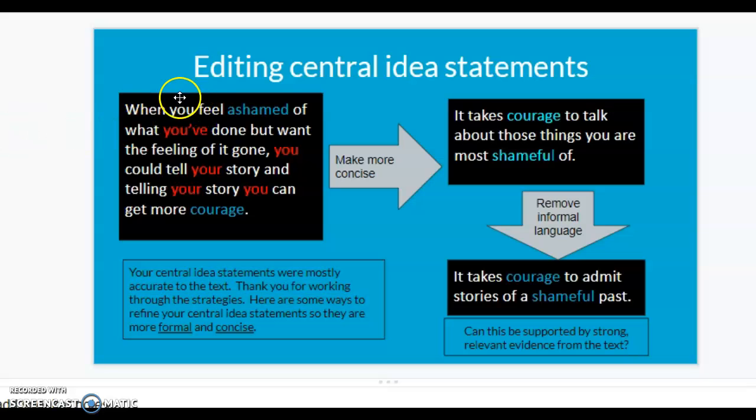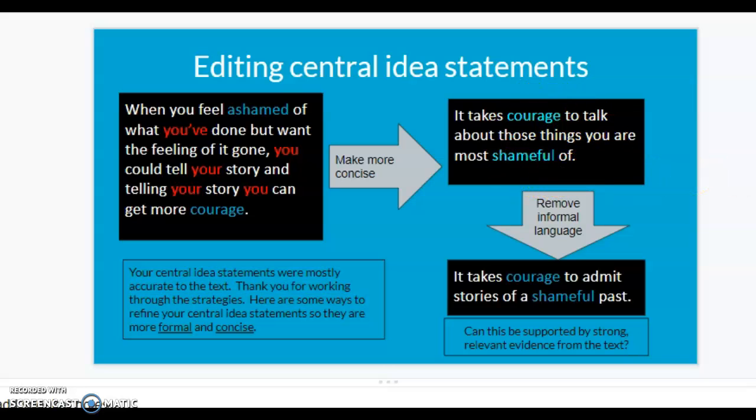And then the other thing is to make it more concise. So again, this person said a lot and they could have really made that more clear and direct and to the point, which is what concise means. So this statement says, when you feel ashamed of what you've done, but you want the feeling of it gone, you could tell your story, and telling your story, you can get more courage. So I see those idea topics of shame and courage, and one person had the same type of idea but made it a little more concise.